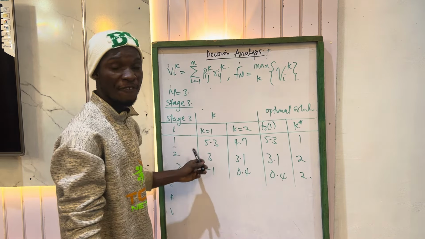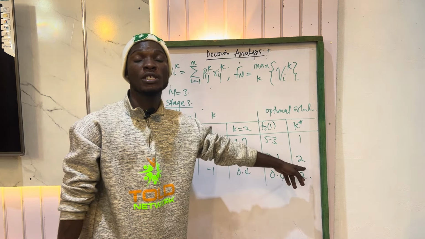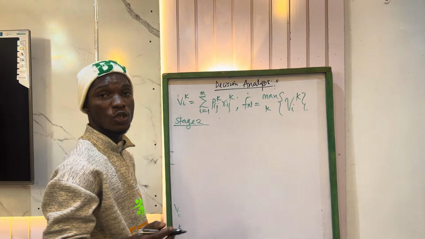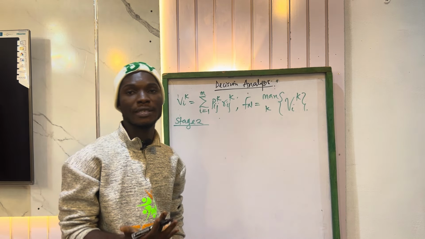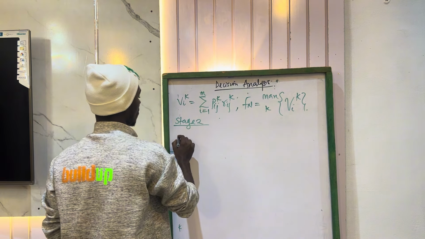But when the soil is fair and when the soil is poor, it is advisable that you should what? Apply fertilizer. Good. We are going to get to stage 2. So what I'm going to do here, we are going to iterate using the backward recursive method. So what is the formula?